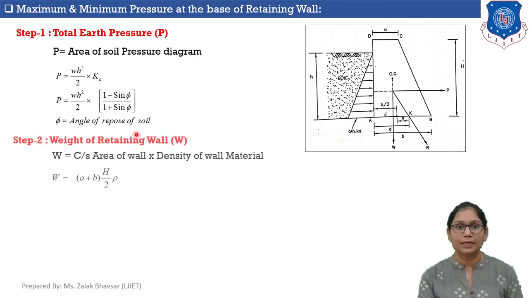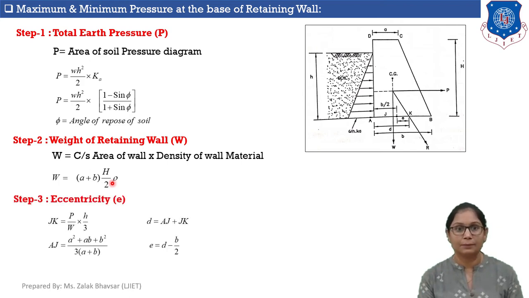Now let's move to step number 2. In step number 2, we will calculate the weight of the retaining wall, that is capital W. And capital W is the cross-section area of the wall into the density of the wall material. The cross-section area of the wall is (a plus b) into H by 2 and rho is the density of the wall material. So the equation to calculate the weight of the retaining wall is W is equal to (a plus b) into H by 2 into rho.